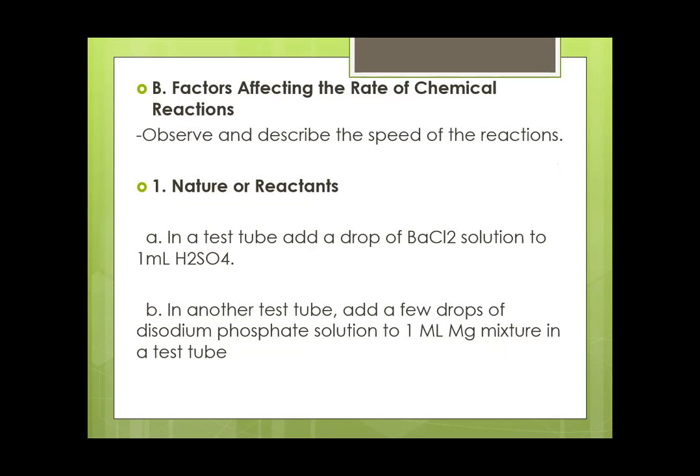B. Factors affecting the rate of chemical reactions. Observe and describe the speed of the reaction, nature of reactants. A. In a test tube, add a drop of barium chloride solution to 1 ml of sulfuric acid. B. In another test tube, add a few drops of disodium phosphate solution to 1 ml magnesia mixture in a test tube.